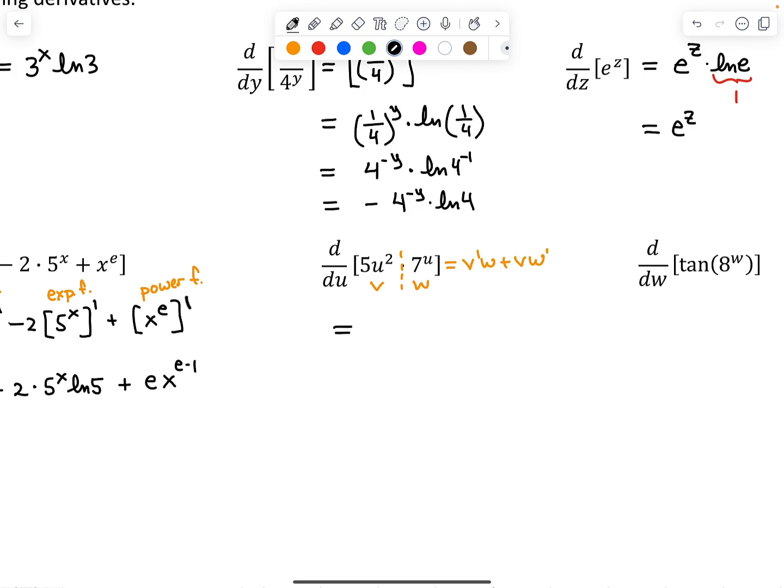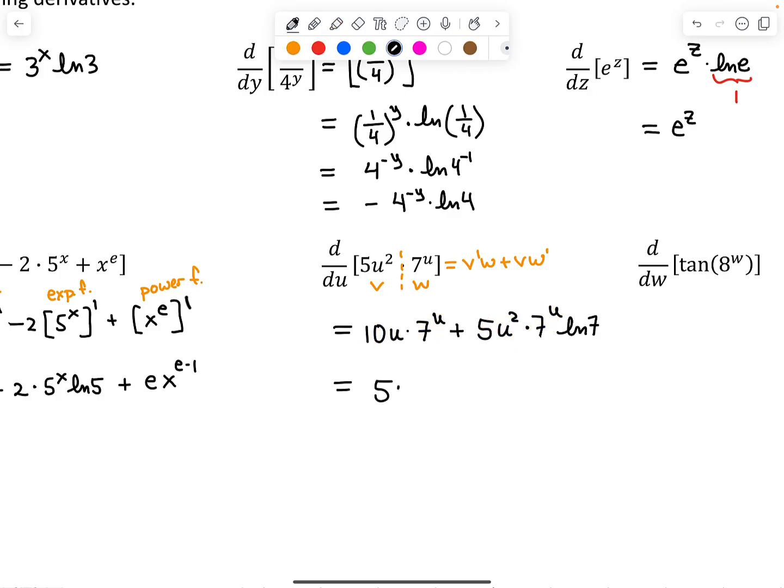Use the power rule, we get 10u times the second, 7 to the u, plus v, 5u squared, and then times the derivative of w, which is an exponential function, and it will be 7 to the u times natural log of 7. Now because the 7 to the u is present in both terms, we could factor it out along with other things. I could factor some u's and some 5's as well as the exponential.